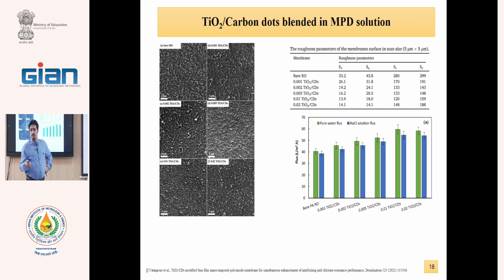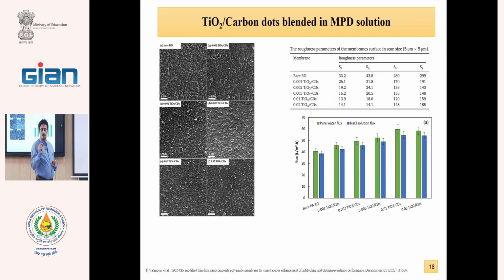In the TFC membranes, we say that we have a very thin layer on the support layer. In this case, the use of two-dimensional nanomaterials in most cases causes an increase in roughness. And increase in roughness is not good for membranes from the fouling view. Therefore, it is better we use very small nanoparticles in modification of RO membranes.